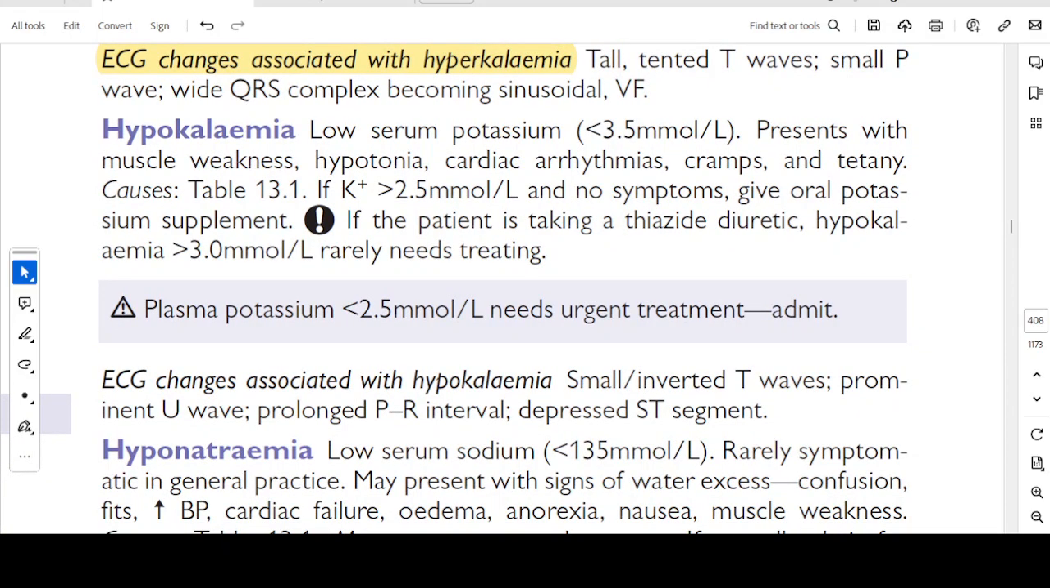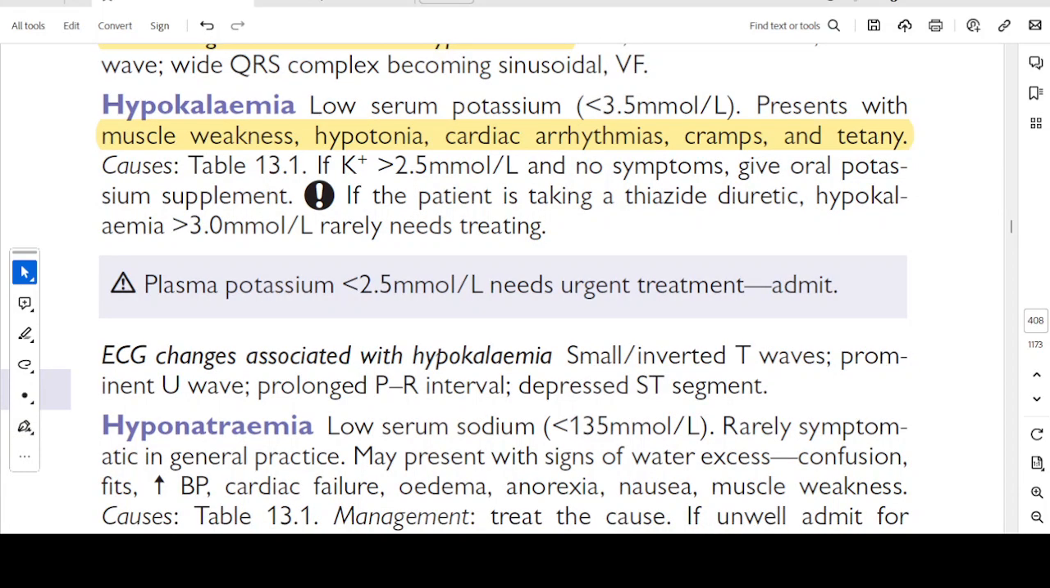Hypokalemia. Hypokalemia means low potassium levels, less than 3.5 millimoles per liter. It presents with muscle weakness, hypotonia, cardiac arrhythmias, cramps and tetany. These are the presenting features. Both hyper and hypokalemia will cause arrhythmias, whereas hypokalemia will cause weakness, hypotonia, cramps and tetany.